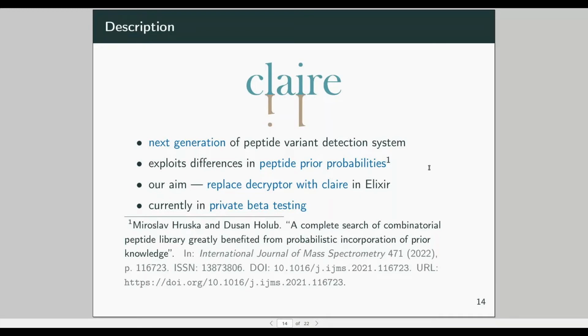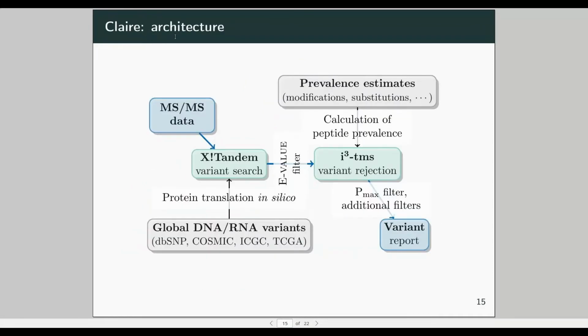Our aim is to replace Decryptor with Claire, as I've said, and the system is in private beta testing as of now. Anyway, I would show something about it. To give you an idea of the architecture of Claire, it is in some sense very similar. It again starts with the database and performs the variant search. But the different thing is that we then do a deep analysis based on the prior probabilities of peptides.